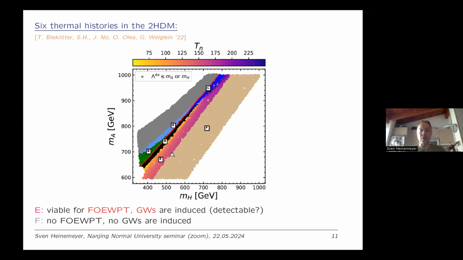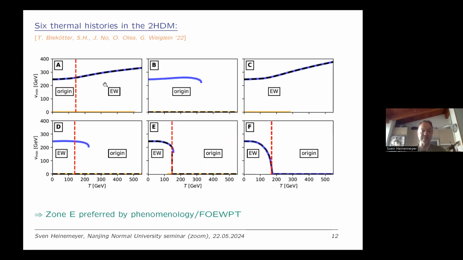And then we have all these other thermal histories here. Maybe I show this on the next slide. This is again these 6 zones, A, B, C, D, E, F. And again, E is the one that we want. We start out at high temperature in the universe, we cool down, and the orange and the blue lines show you the minima that we have in the potential. So we go, and black dashed is where we actually live.